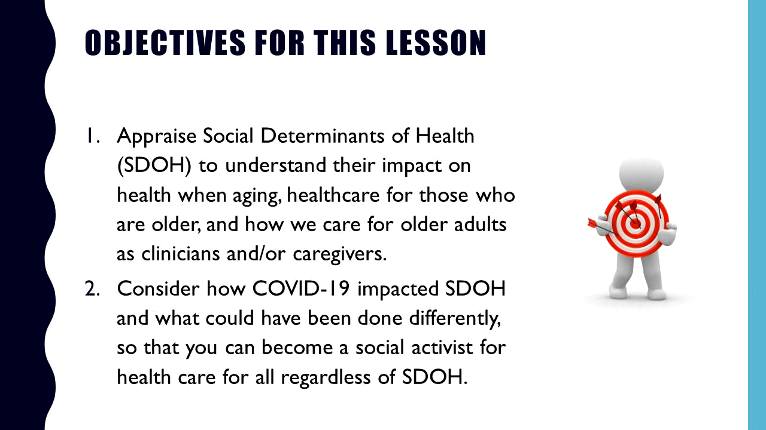Objectives for this lesson include an appraisal of the social determinants of health to understand their impact on health when aging, healthcare for those who are older, and how we care for older adults as clinicians and/or caregivers. Consider how COVID-19 impacted the social determinants of health and what could have been done differently, so that you can become a social activist for healthcare for all, regardless of their social determinants of health.